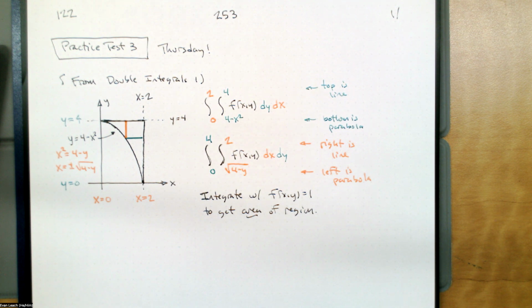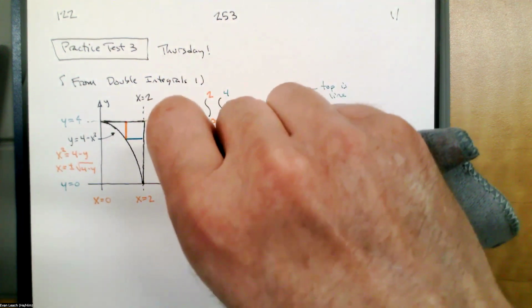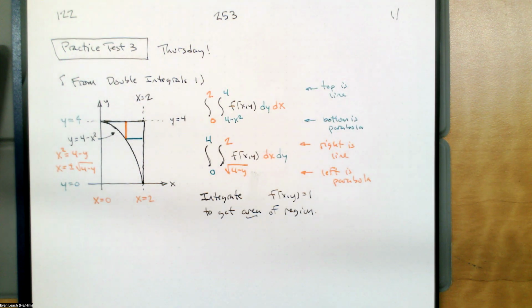We'll integrate. If you integrate f at xy equals 1, that will give you the area of the region. And you can check that area using Calc 1 style techniques.